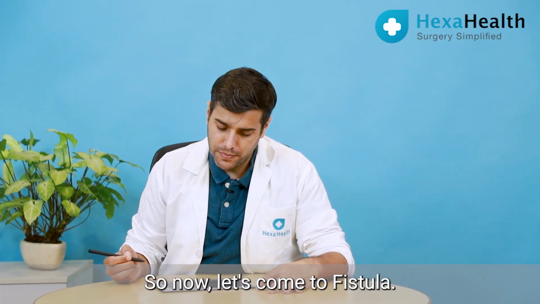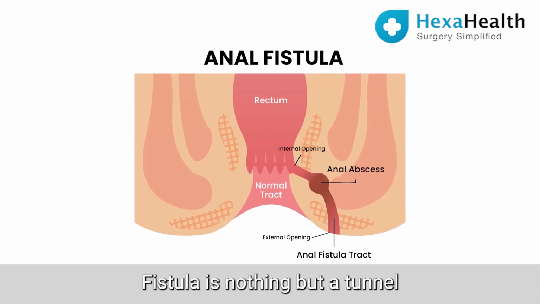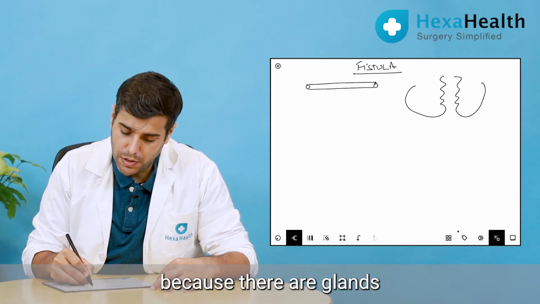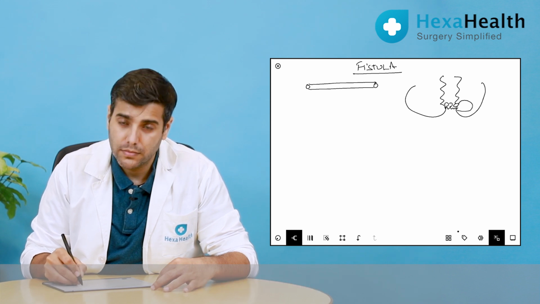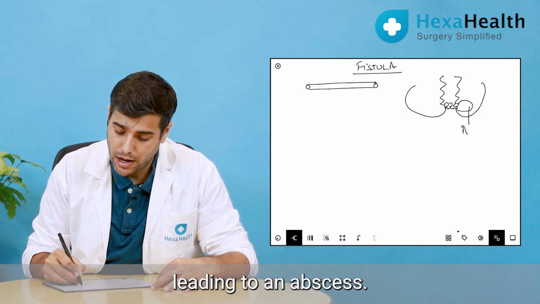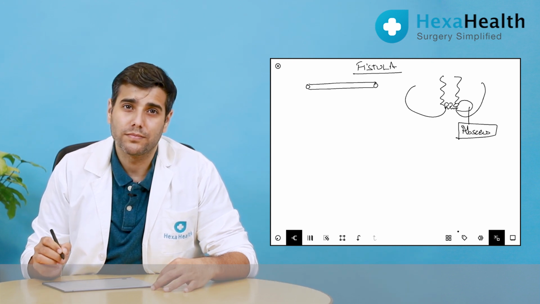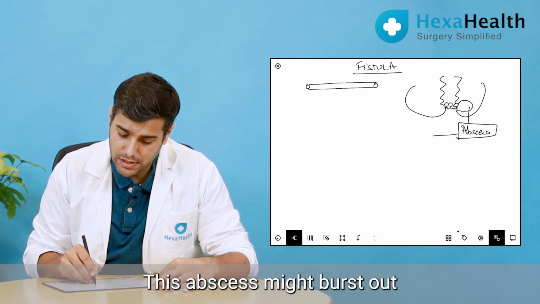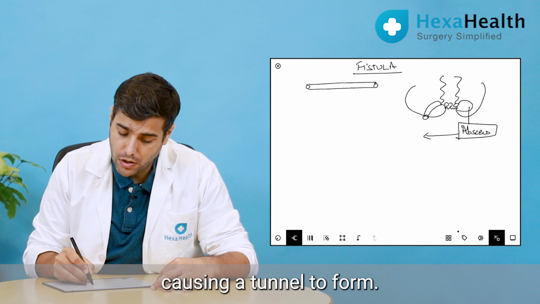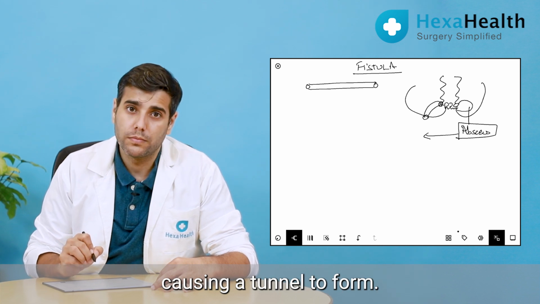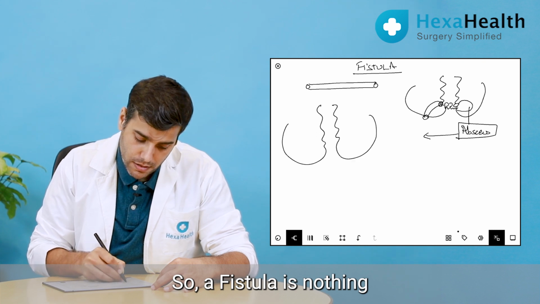So now let's come to fistula. Fistula is nothing but a tunnel in the anal region because there are glands which get infected, leading to an abscess. That means there is collection of pus inside. This abscess might burst out on the outside, causing a tunnel to form. So a fistula is nothing but a tunnel.